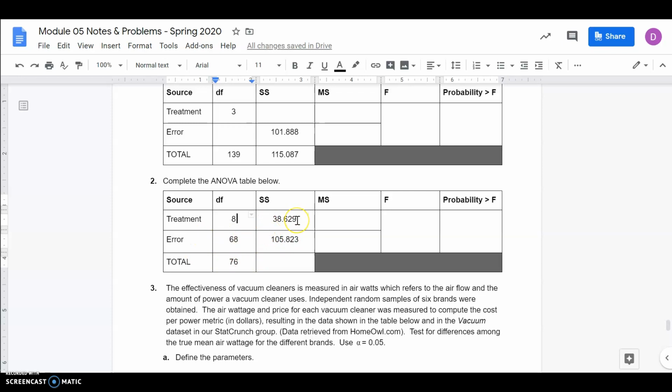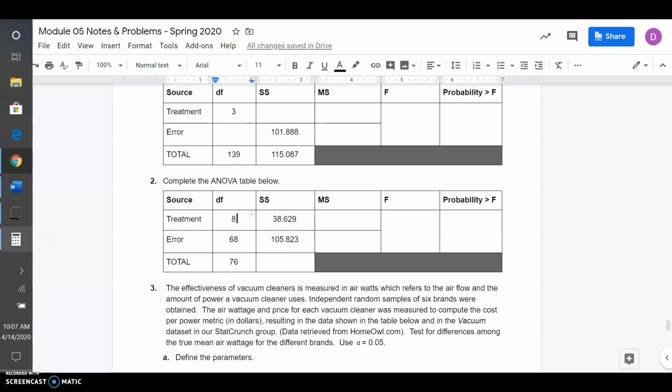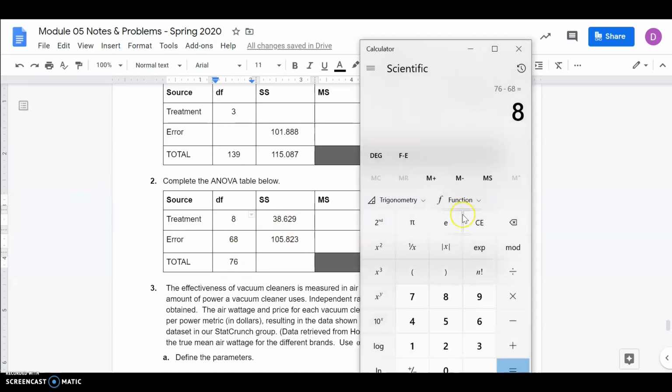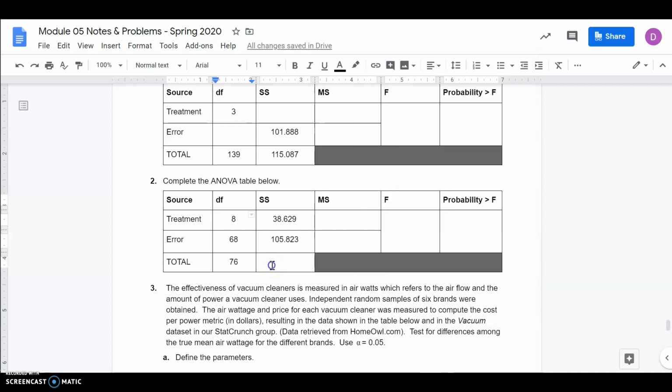We have the sums of squares for treatment and the sums of squares for error, so we just add those up to get our total. So 144.452 is our total sums of squares.